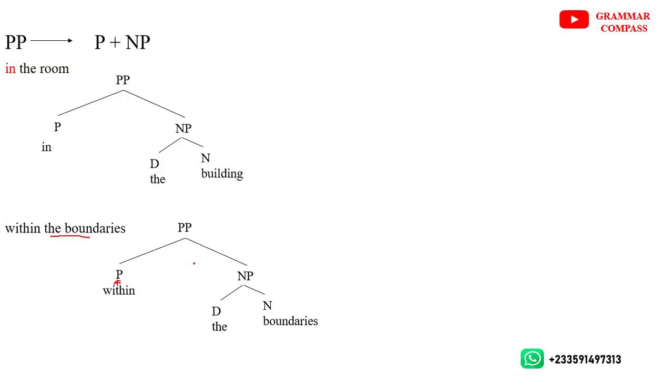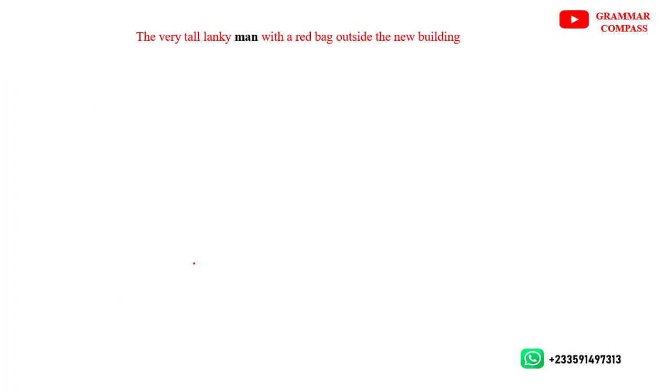Now that we know how to draw rules for the noun phrase, the adjective phrase, the adverb phrase, and the prepositional phrase, it is instructive to note that the adverb phrase, the adjective phrase, and the prepositional phrase can be embedded in a noun phrase, which means that we can write these phrases as constituents within a noun phrase. Let us have an example. Here is an example. The very tall, lanky man with a red bag outside the new building.